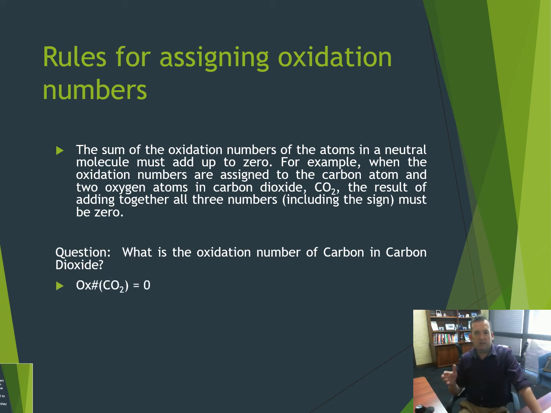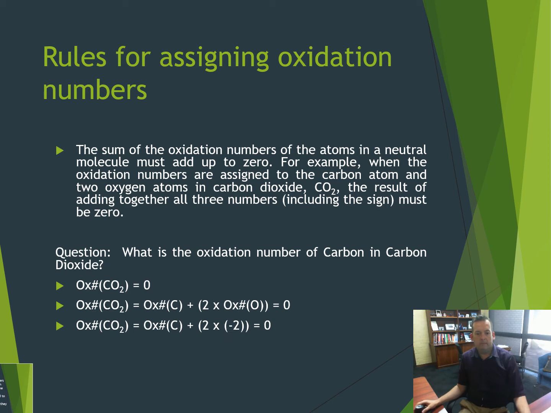So the oxidation number of CO2 in its entirety must be 0, which is equal to the oxidation number of carbon plus 2 oxygen atoms. 1 carbon plus 2 oxygens must equal 0. If we know that the oxidation number of oxygen in molecules is -2, because that's one of the rules we learned, it's the oxidation number of carbon plus 2 times -2. 2 times -2 is -4. So if we rearrange that equation, and we know that CO2 is 0, and oxygen is -2, carbon must be +4. So in CO2, carbon has an oxidation number of +4.